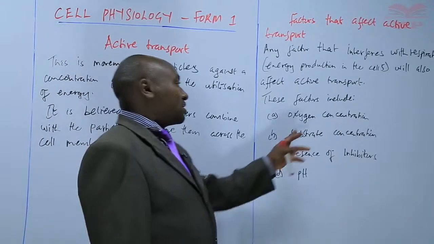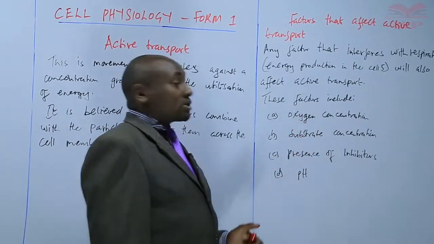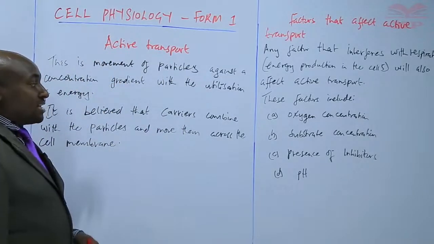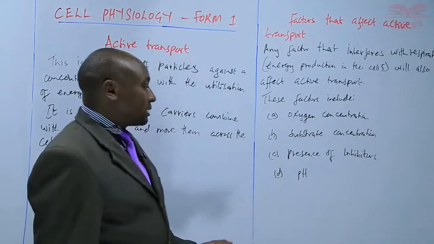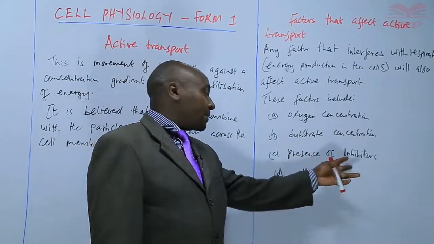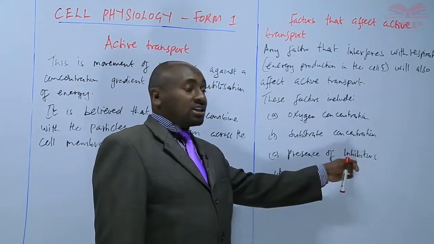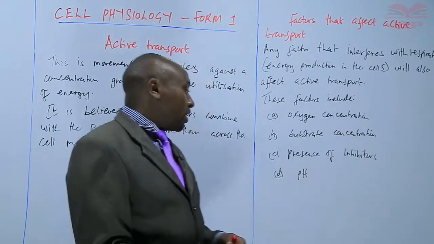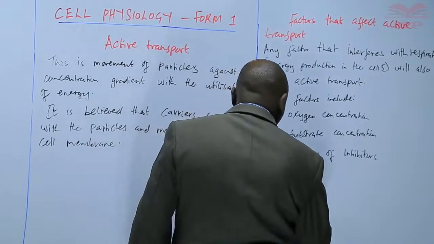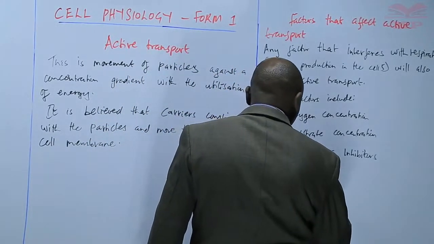Of course, oxygen concentration determines how much energy is produced. The substrate is being broken down, the presence of inhibitors tends to interfere with the functioning of the enzymes, and also the pH, not forgetting also the temperature.